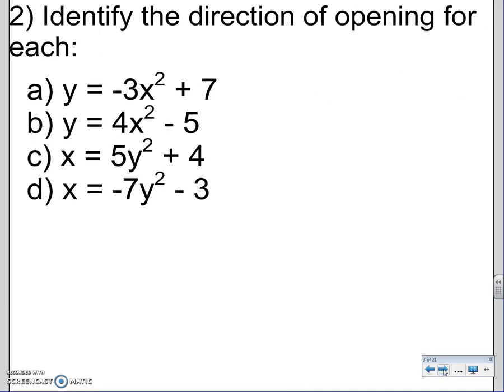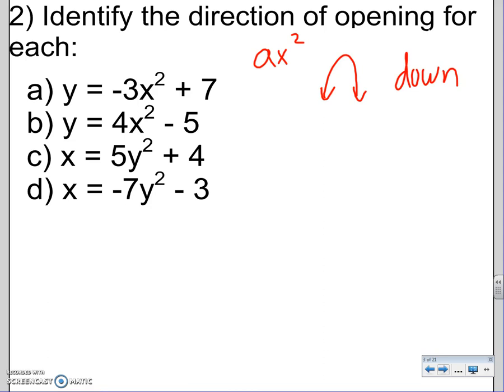Number 2, identify the direction of opening for each. We have 4 quadratics here. Now we're used to y equals x squared. That's the vertical. So if you see a x squared, it's up and down, vertical. And if a is positive, you don't flip it. So for a, this looks like this. It's regular going up. Actually, no, sorry. Flip that. A is negative. So I'll check this. Upside down U. Alright, so this one will be going down.